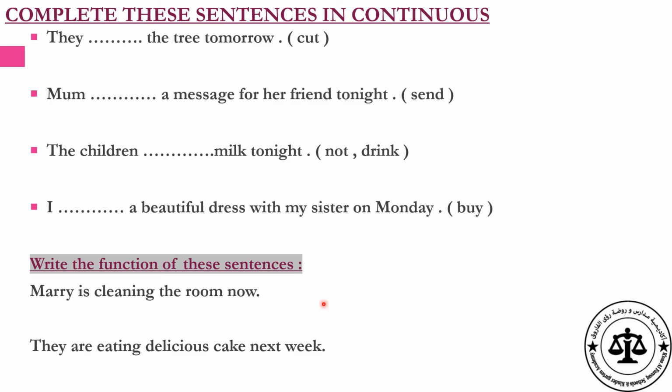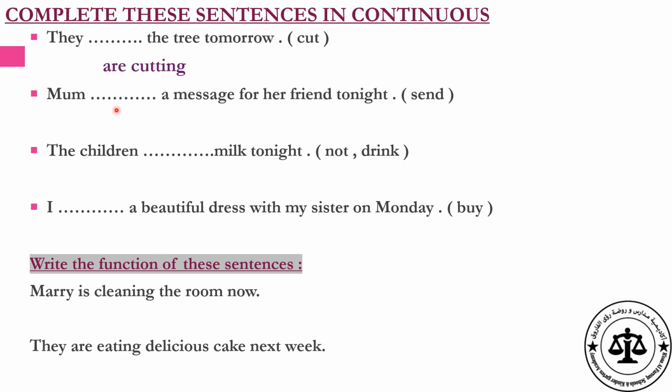Now let's practice the rule by answering these two questions. Number 1, complete these sentences in present continuous. Number 1, they, the tree, tomorrow. We have cut here. They is plural, so we use are cutting. We double the letter T because before this letter we have one vowel sound, so we have to double the consonant and add ing.